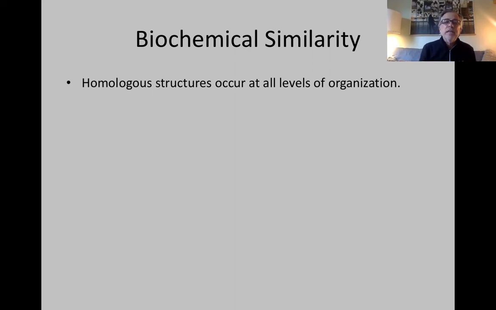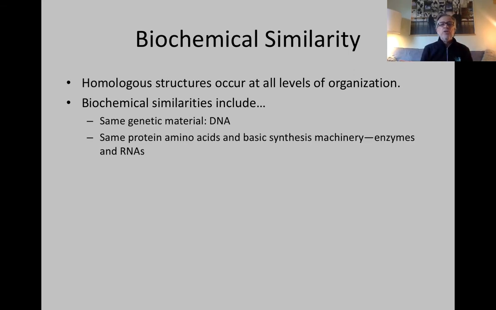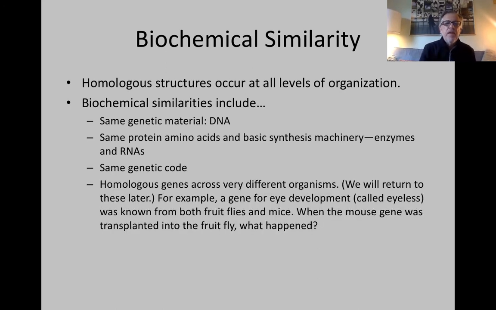Similarly, there is not just similarity at the level of the morphology or the structure of the organism, it occurs at all levels. We have tons of biochemical similarities, and these include the same genetic material in all life, DNA, the same protein amino acids, and the basic synthesis machinery for proteins, the same enzymes and the same RNAs. We have the same genetic code throughout life, and we have homologous genes across very different organisms.